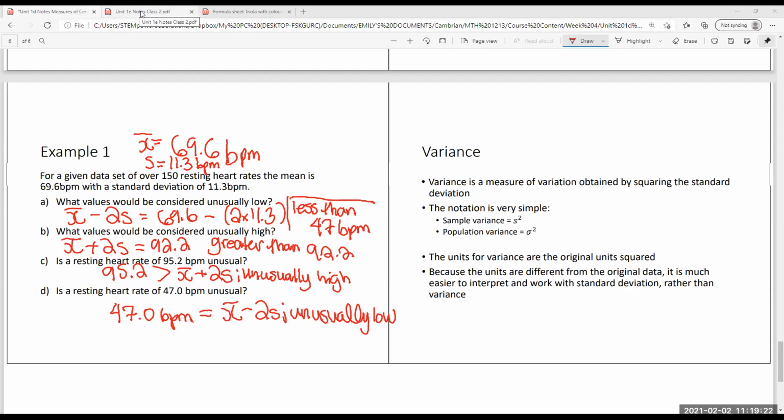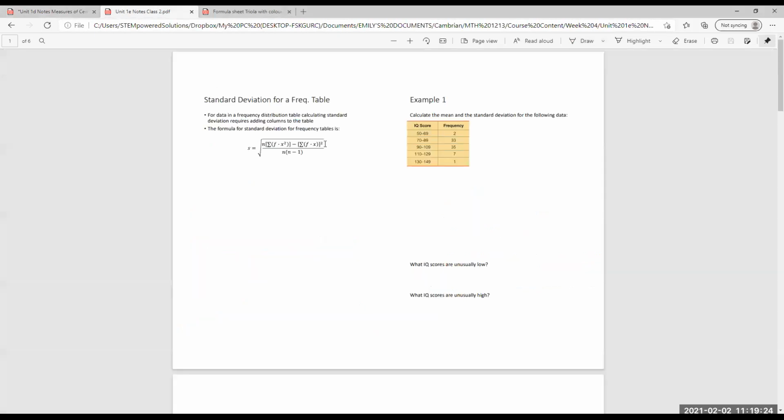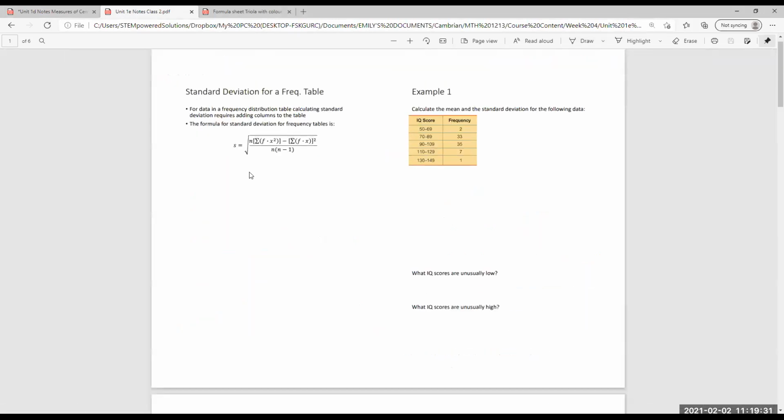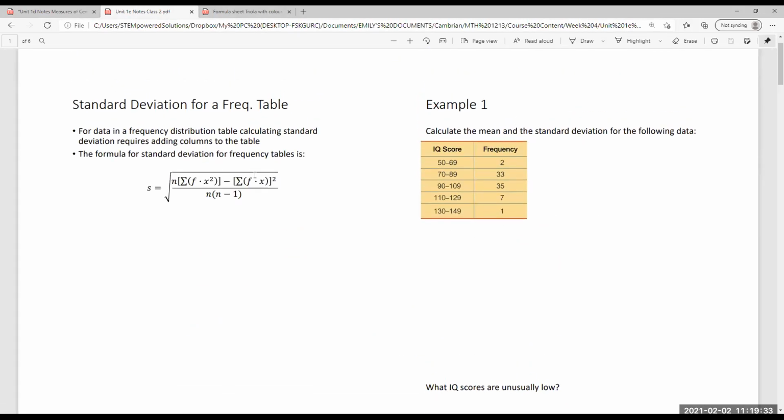All right, so let's jump into the next set of notes and we'll see what we have in store. So what we have in store here is another equation. This is an equation that is used to find the standard deviation for a frequency table. So these are frequency tables right here. For data in a frequency distribution table, calculating standard deviation requires adding columns to the table. The formula for standard deviation for a frequency table is, so we need the standard deviation.